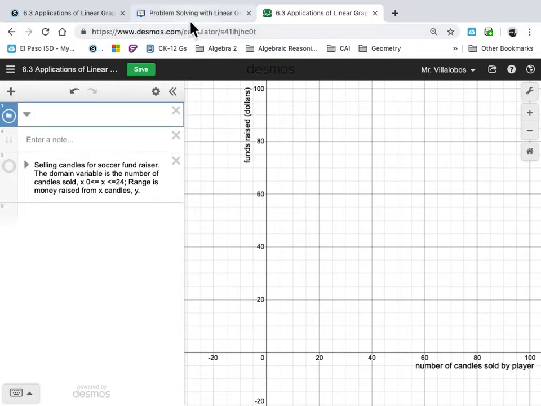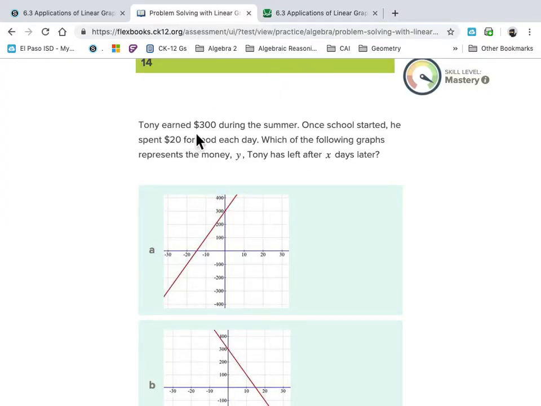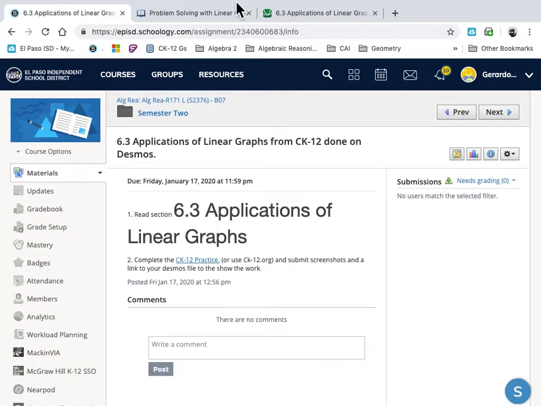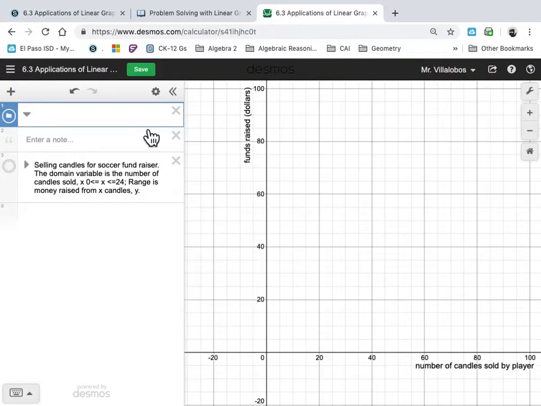My new problem is, Tony earned $300 during the summer. Once school started, he spent $20 for food each day. Which of the following graphs represents the money that Tony has after X days? So define your variables first, always. So what's the story? Tony is loaded.